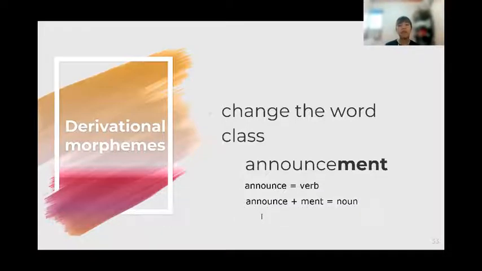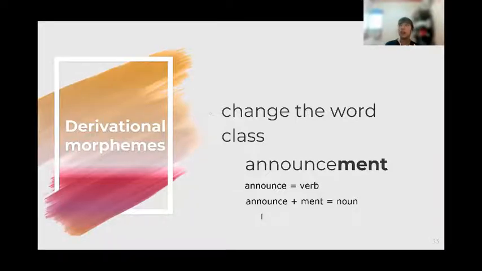So that is the difference of derivational morphemes. It changes the part of speech of a word. Of course, it will be difficult if you as a person do not know if the word is a noun, a verb, or an adjective. So you have to identify first if the base form is a verb, and then, for example, just like this one, announce plus ment, announcement. So announcement, what is it?